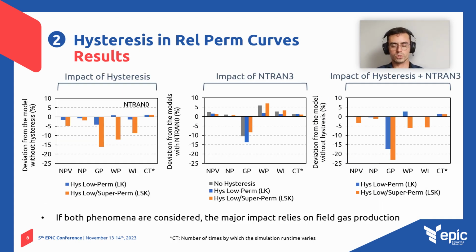So here we have the results for hysteresis. The first figure is comparing with the model without hysteresis, considering neutron 0. And for this scenario and for this production strategy, we have a lower NPV, lower oil production, and much lower gas production. But the results could be different for different scenarios, for different production strategies.